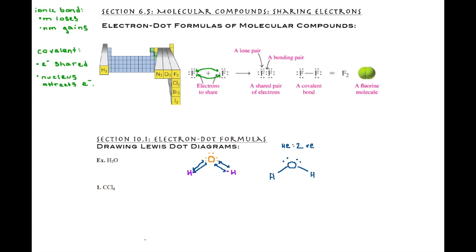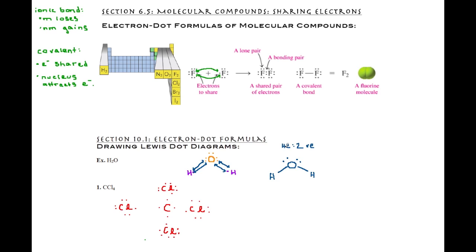I'm going to do one more with you. For CCl4, carbon has 4 valence electrons, 1, 2, 3, 4. Chlorine, I've got 4 of them, so I'll draw 4. C, L. And they've got 7 valence electrons, so I'll draw 7 here. 1, 2, 3, 4, 5, 6, 7, and the same for each of the other chlorines.